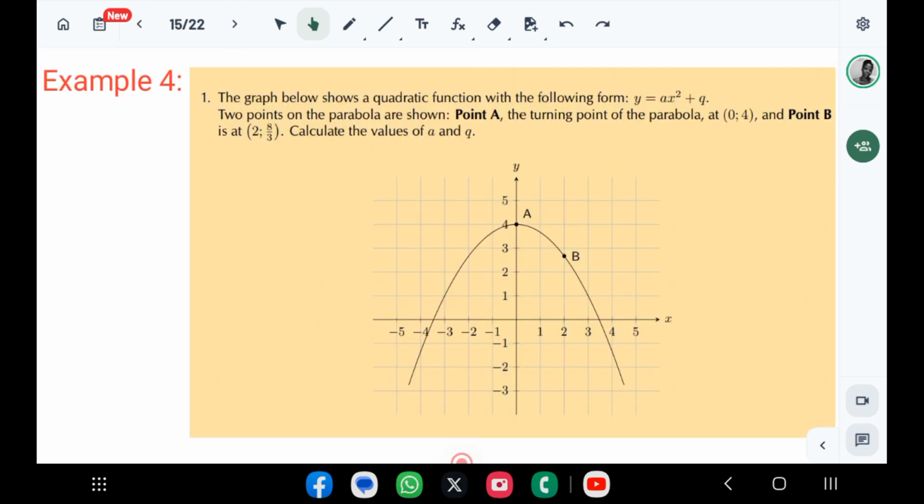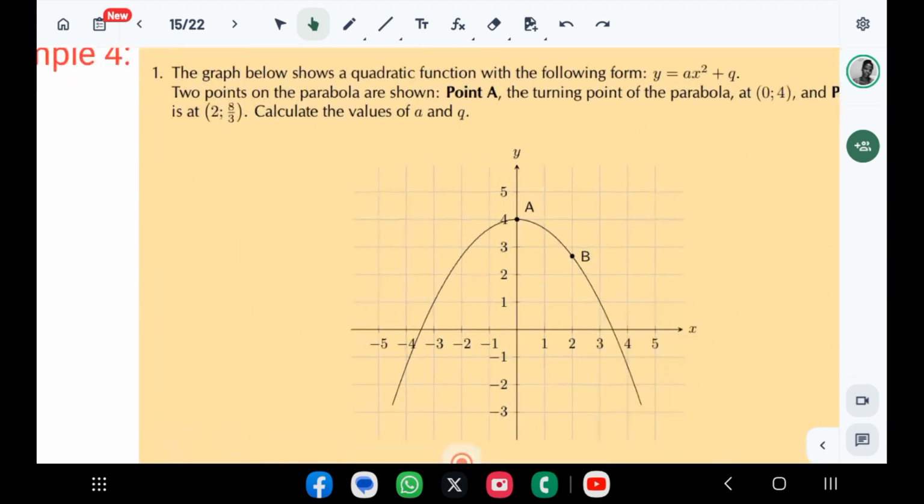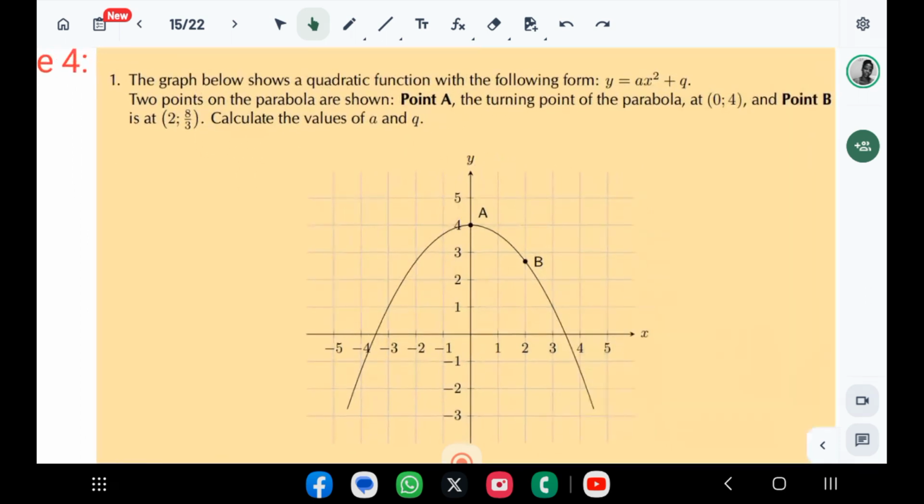Now moving on to example 4. The graph below shows a quadratic function with the following form: y equals ax² plus q. Two points on the parabola are shown. Point A, the turning point of the parabola, is at (0, 4), and point B is at (2, 8/3). Calculate the values of a and q.